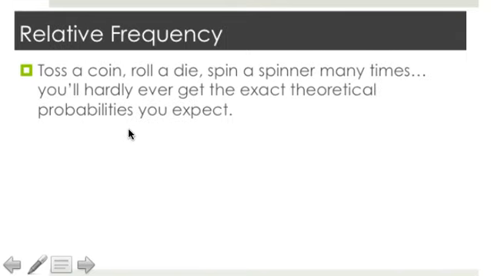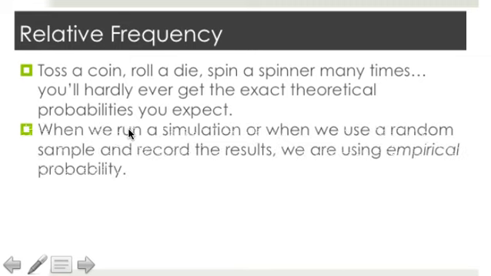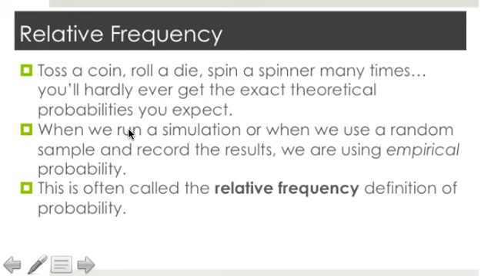We'll talk first about this idea of relative frequency. If we toss a coin or roll a die or spin a spinner many times, you'll hardly ever get the exact theoretical probabilities that you would expect. When we run a simulation, or when we use a random sample and record the results, we're using what we call empirical probability. This is often what we call relative frequency. And sometimes people define this in this way.